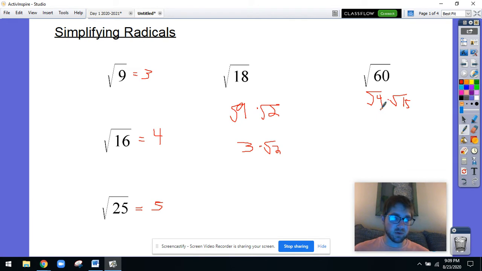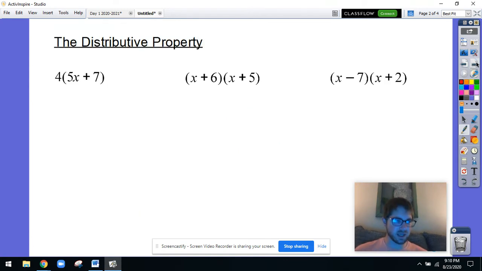4 is a perfect square as well, and so you can rewrite that as 2 times the square root of 15. And even though 15 is kind of a bigger number, there's no perfect squares in its factors. It's just 5 times 3, so that can't be any more simplified than it is right now. Okay, mission accomplished. Next topic, the distributive property.